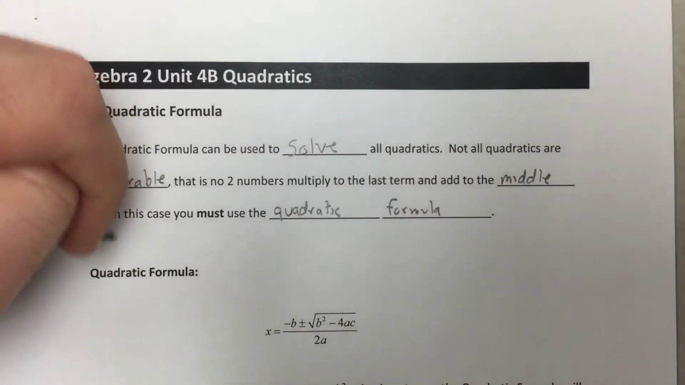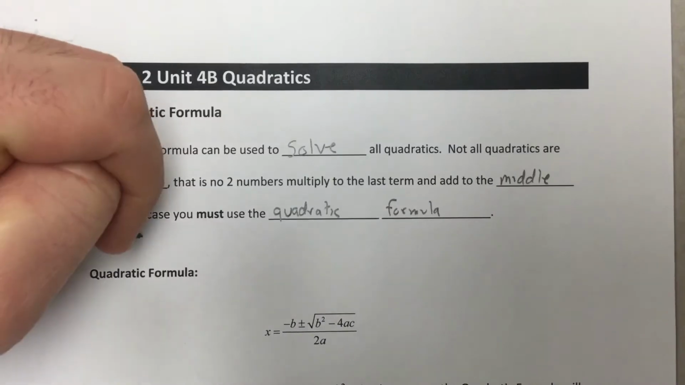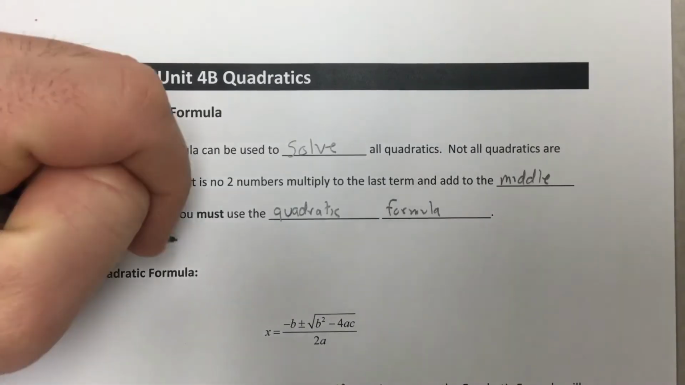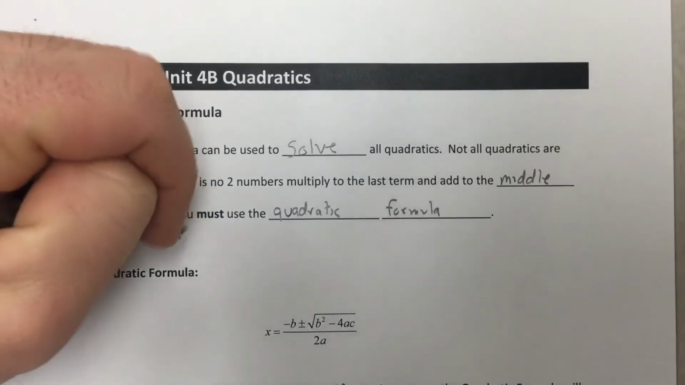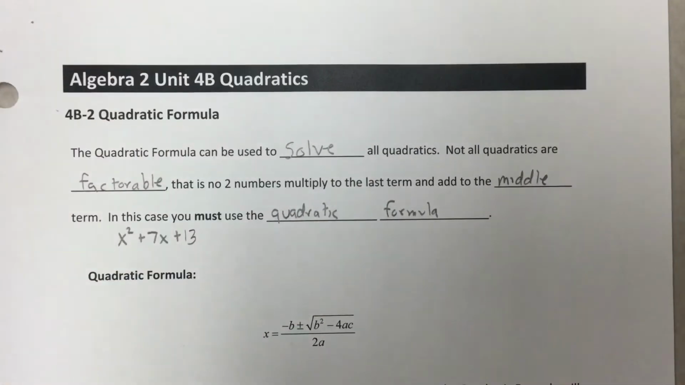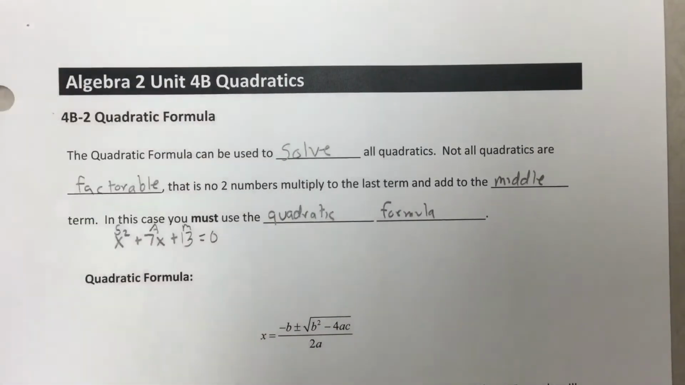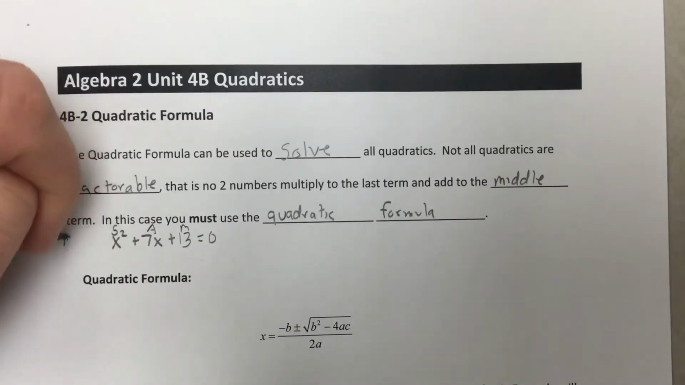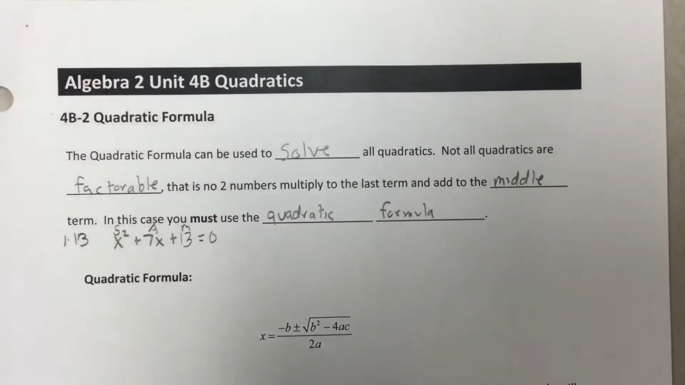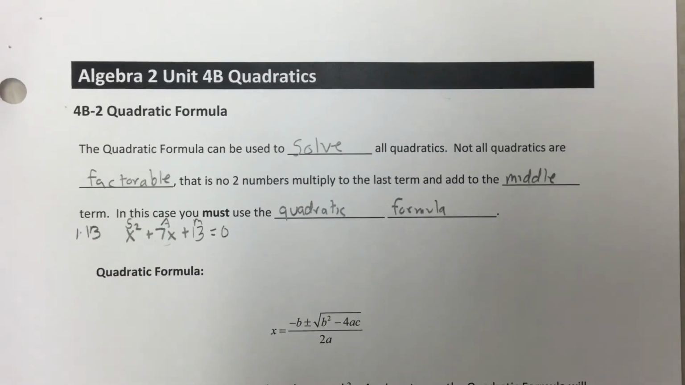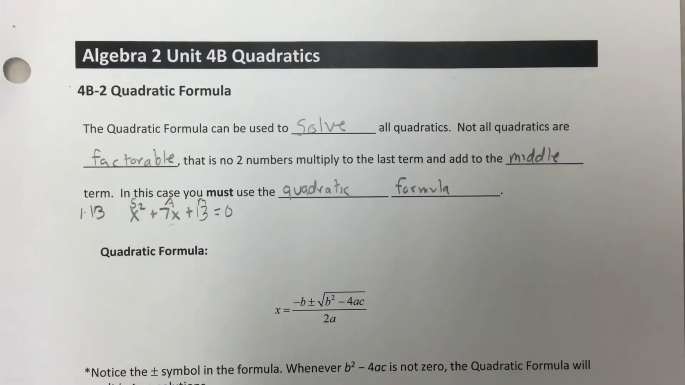So for example, if I had x squared plus 7x plus 13 equals 0, this is what would look like to be a SAM problem, but the only thing that multiplies to 13 is 1 times 13. And when I add 1 and 13 together, I get 14. If I subtract them, I get 12, which isn't 7. So in this case, you can't factor this, so to solve it, you'd have to use the quadratic formula.